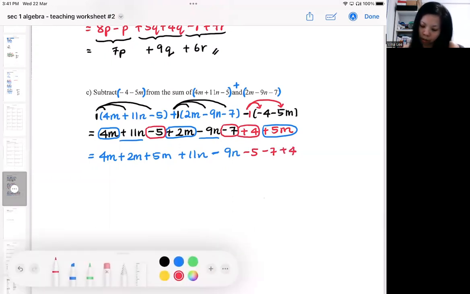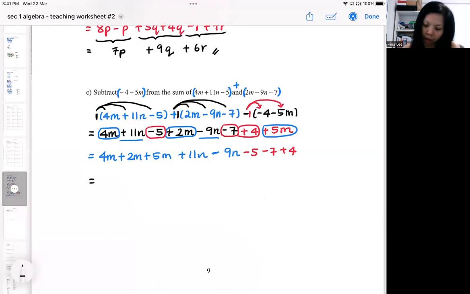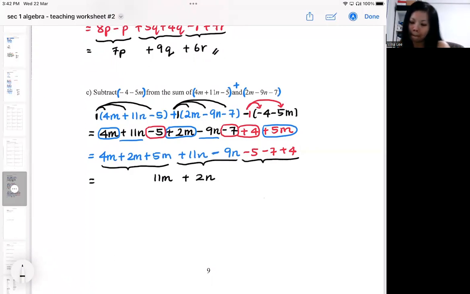Then you're going to do family by family. The M family, 4 plus 2 plus 5, 11. The N family, and then the number family, -12 plus 8, plus 4. So that will be the final answer.